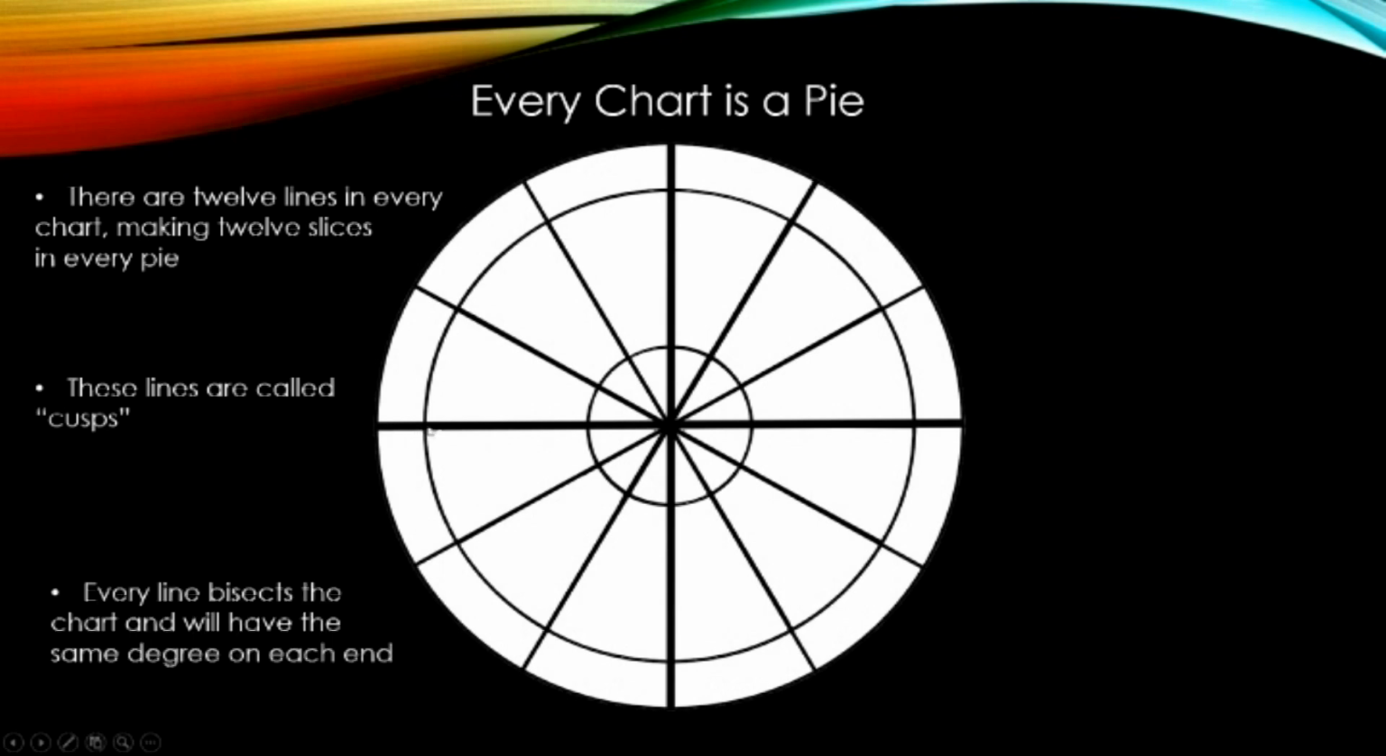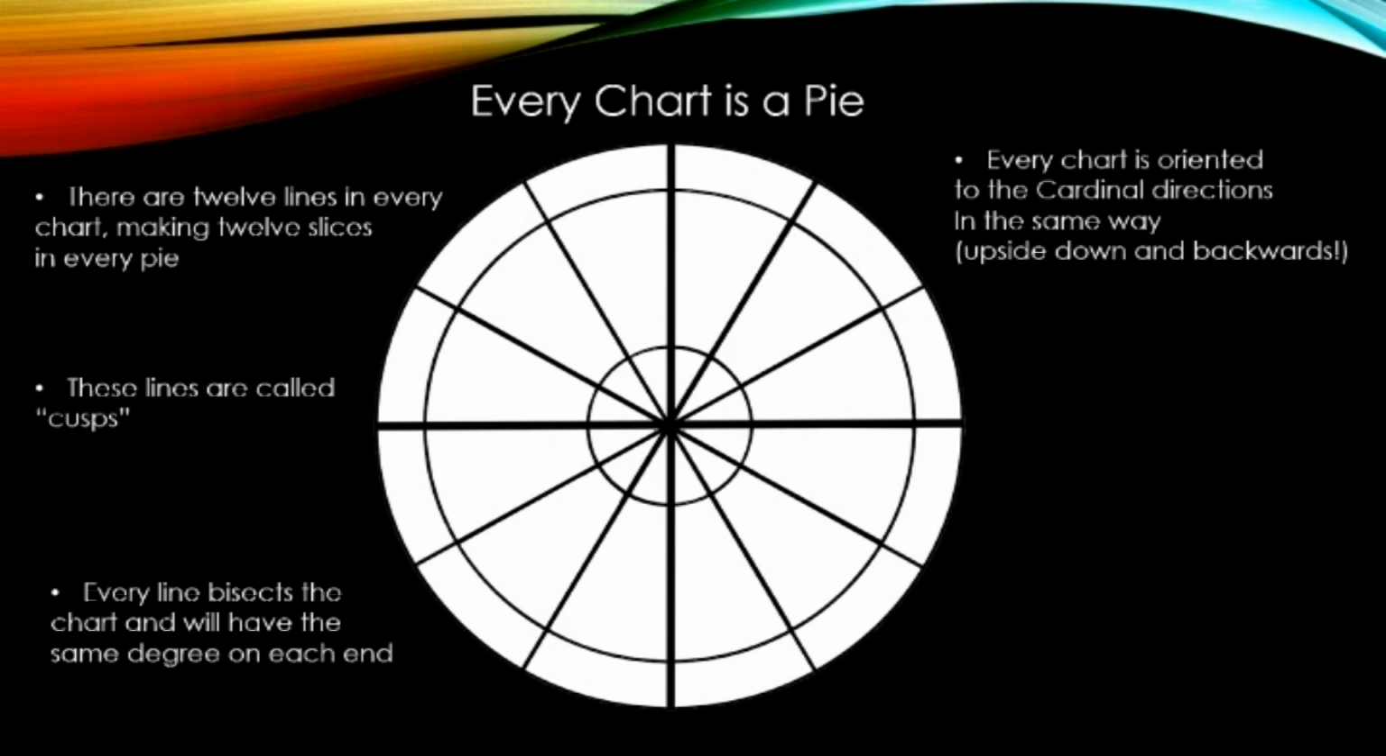Every line completely bisects the chart all the way across, which means that whatever degree is sitting on one end of the line, the same degree is going to sit on the other end of the line, but in the opposite sign. So we don't have lines that come to the middle and then veer off in a different direction. Every line goes completely across the chart.